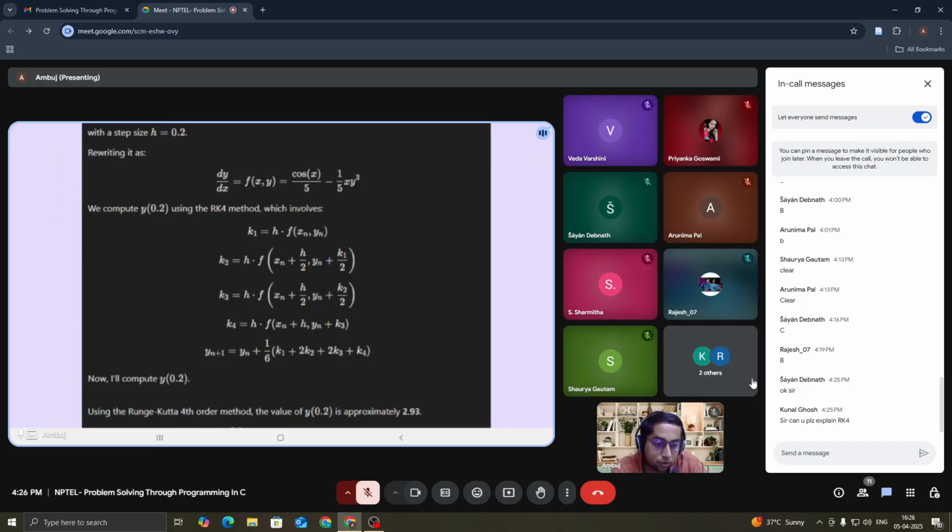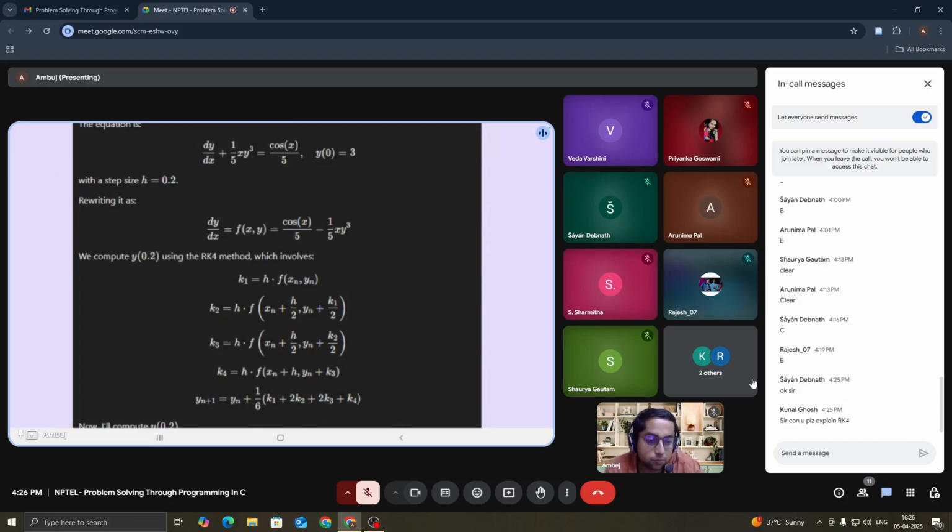First of all, we have to reduce the ordinary differential equation to the form dy by dx equal to f of x comma y. Then this RK4 method will be used to calculate y at any value x1, x2, x3, or f of x1 comma y1. How will you proceed? H, or the step size, will be given to you in the question. Here h has been given as 0.2.